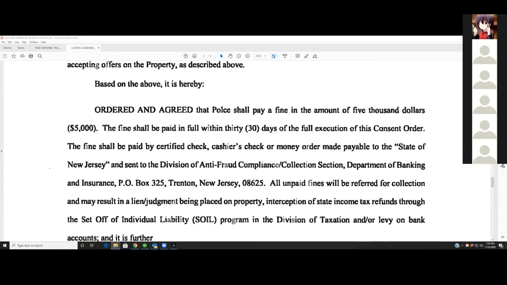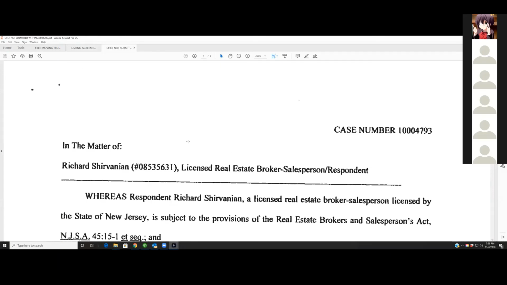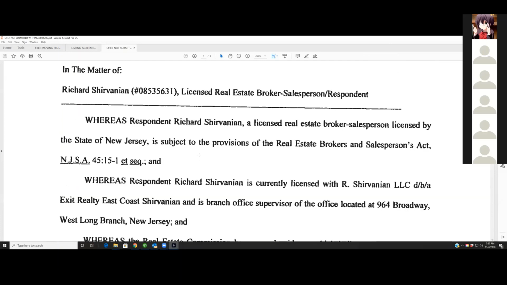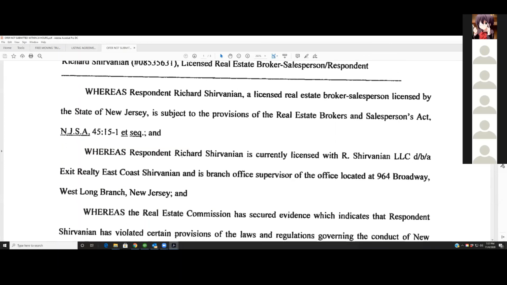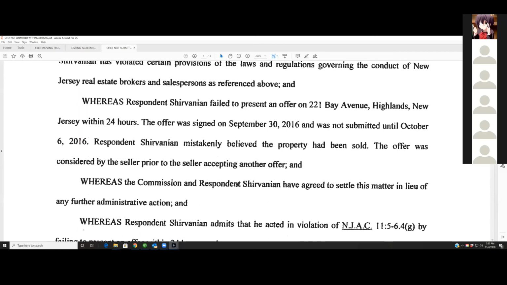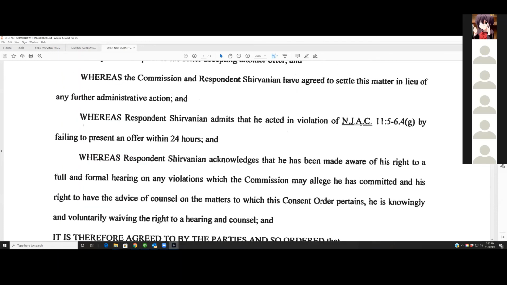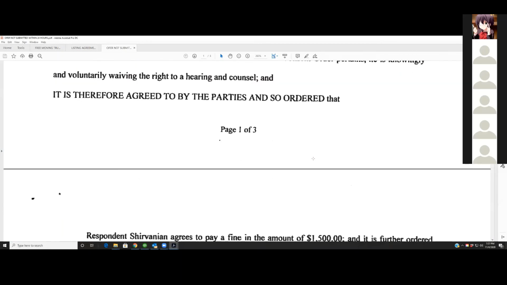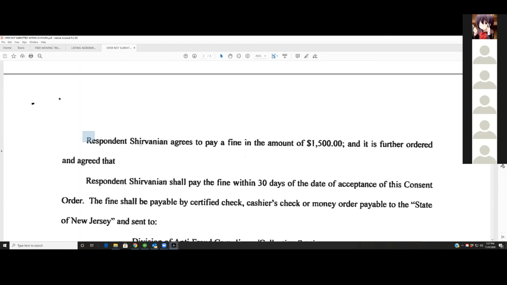Those are good examples, Hakan. Yeah, I went through the cases from 2010 till 2020. So these are some of the handpicked ones. So here we go. Can you see this one? Yes. Simply what they are saying here, the offer was sent to a listing agent and they failed to present the offer within 24 hours. And here's the fine.